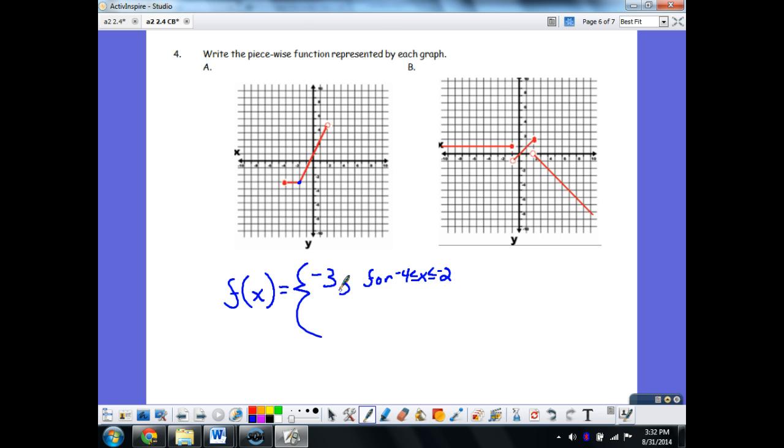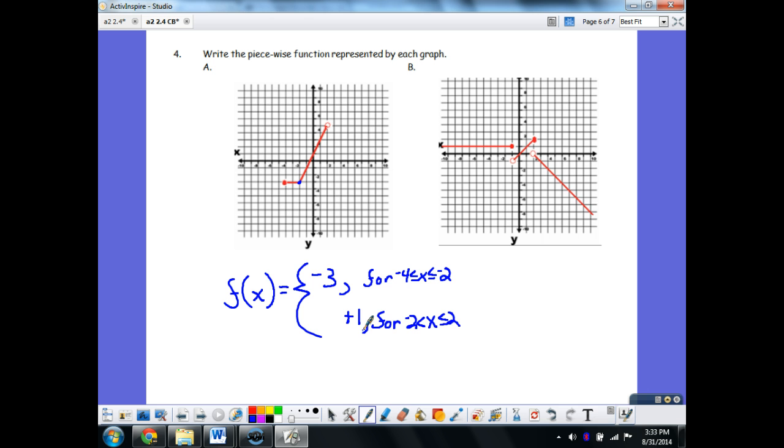Now, for this next one, I'm going to be careful not to include 2, or sorry, -2. So I'm not going to include that. And it goes to 2. So we need to write the equation of that line. Well, one thing we know about it is it crosses the y-axis at +1. So we're going to have something +1.